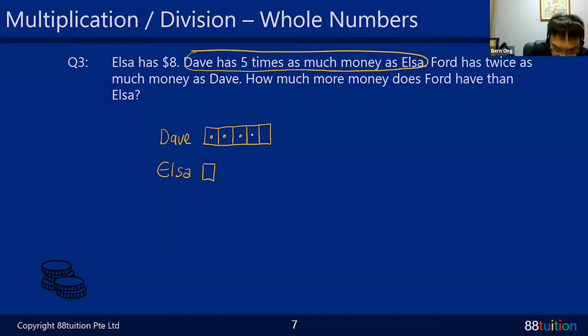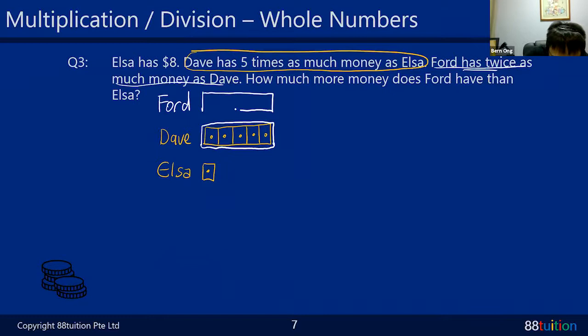Okay, let's look at the next part. Right now, I'm going to draw in white color. Ford has what? Ford has twice as much as Dave. That means what? This is Dave. Look here. This whole thing is Dave, the white color. And the person Ford, I can draw on top. Twice means what? Double of Dave, right? Like that. One time, another time. Can you see that? This is twice of Dave.